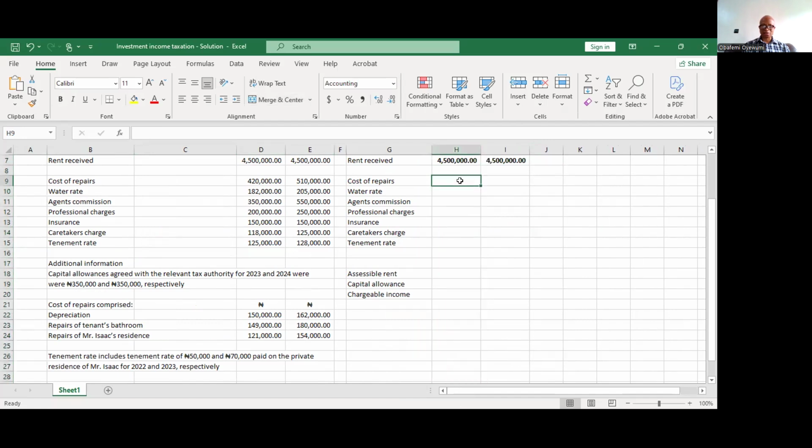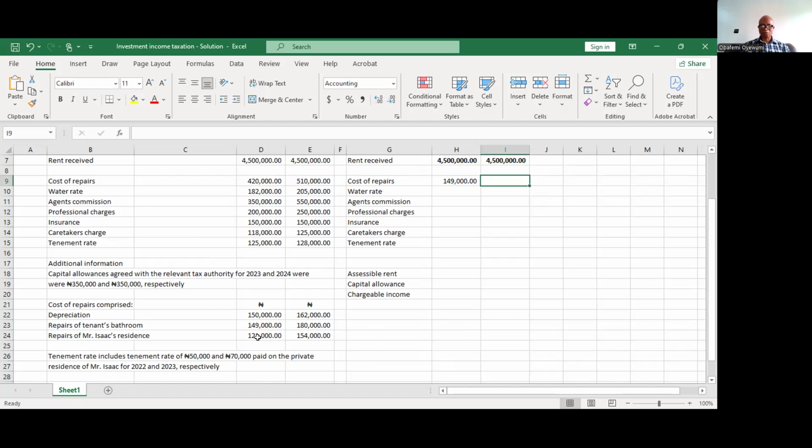So cost of repairs. We're saying here now that you have this figure. So what do you do? You remove those that are not allowable. Depreciation is not allowable. Then the repairs inside this residence too are also not allowable. So what do you now have at the end of the day? It means that you're going to have 149 that is allowable. So that's what you're going to have there.